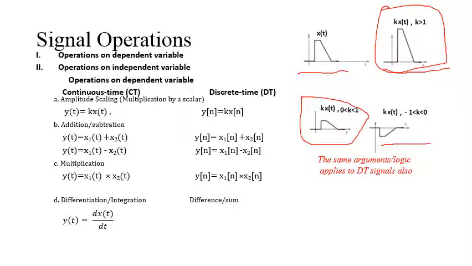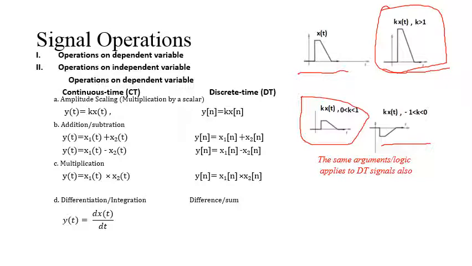Why? Because k is negative. So when k is negative, it will be inverted. And also because k has values greater than -1, that means it will not be the amplified version of the input signal. It will actually be the diminished version of the input signal, right?